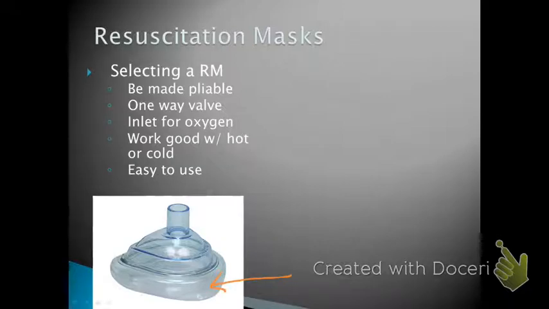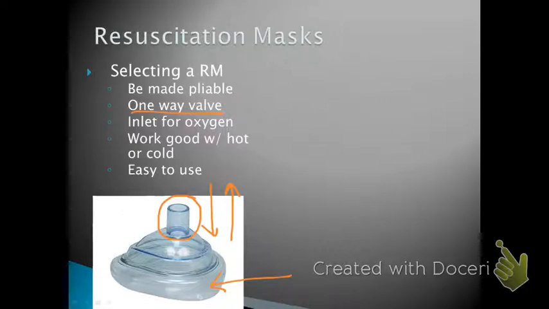There is an inlet for oxygen, which is this guy right here, and then what we would call a one-way valve. So a one-way valve is a valve that allows air to go in, but not air to come out. And so how does this protect you as a first responder? Because air can't come out, that means that if the patient were to become conscious or were to vomit, it cannot go up into the valve and come out into your mouth.